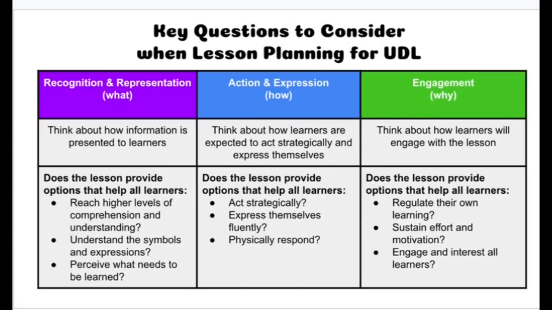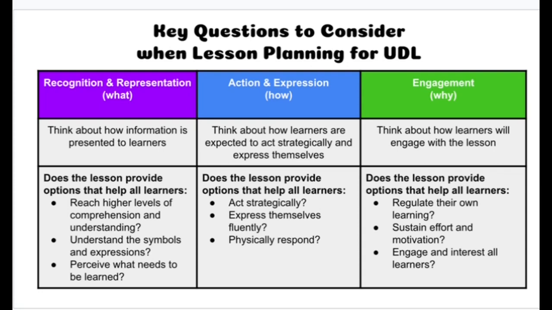When you're planning lessons for UDL, there are some key questions to consider. Let's take a look at each of those for the three broad networks. For the what of learning, think about how information is presented to learners. Does the lesson provide options that help all learners reach high levels of comprehension and understanding, understand the symbols and expressions, and perceive what needs to be learned?